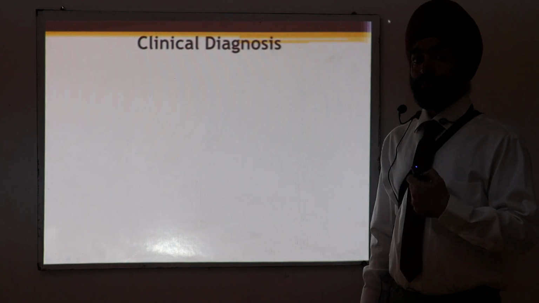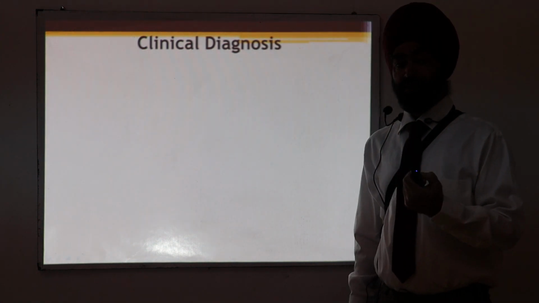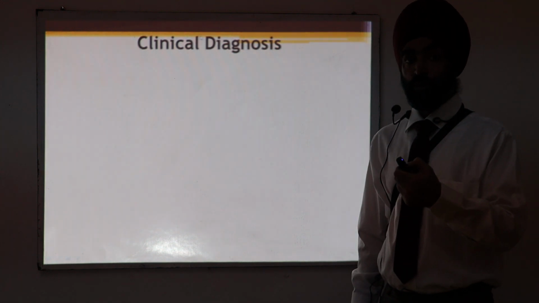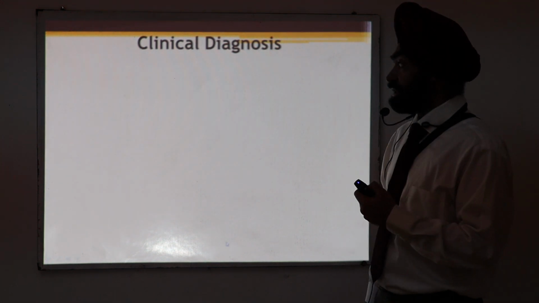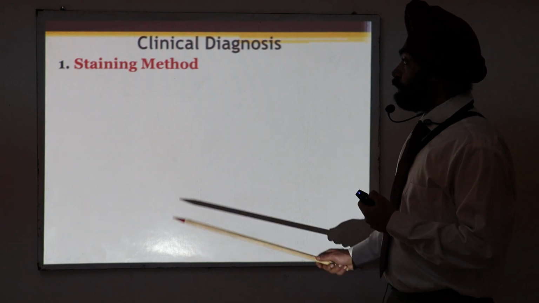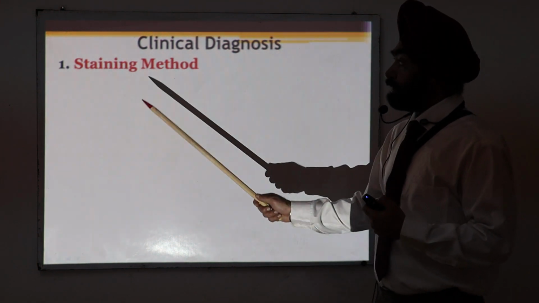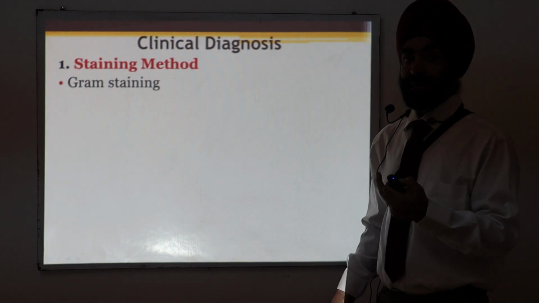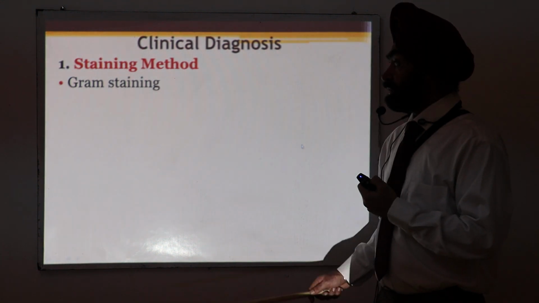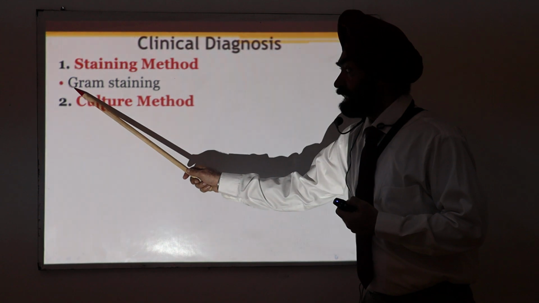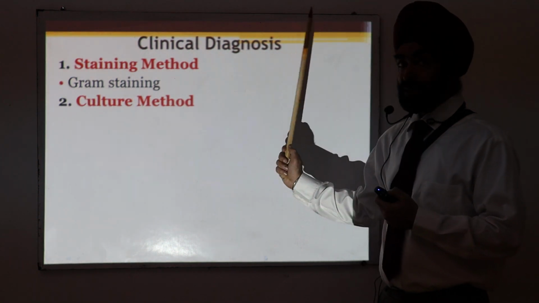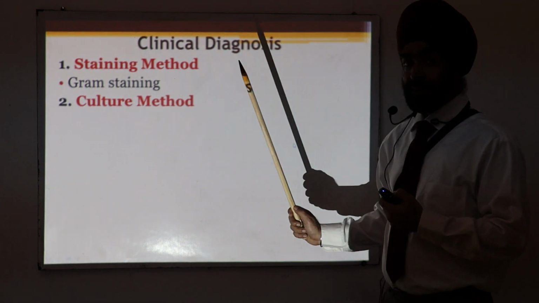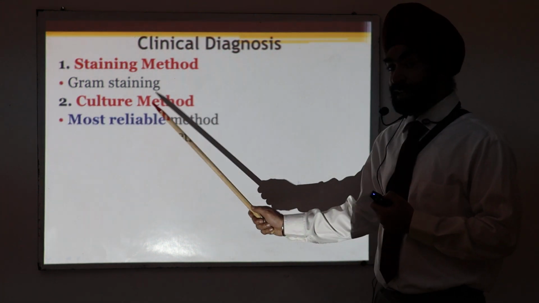So how to diagnose gonorrhea? One obviously is the clinical symptoms that I told in males and females: dysuria, abnormal discharge, these kind of things. Now to confirm those things, we can go for the staining. As I told, the bacteria is gram negative, so we use the gram staining. This is one method, and we see under the microscope the shape, etc. Second is the culture method. Culture method is the most reliable method.